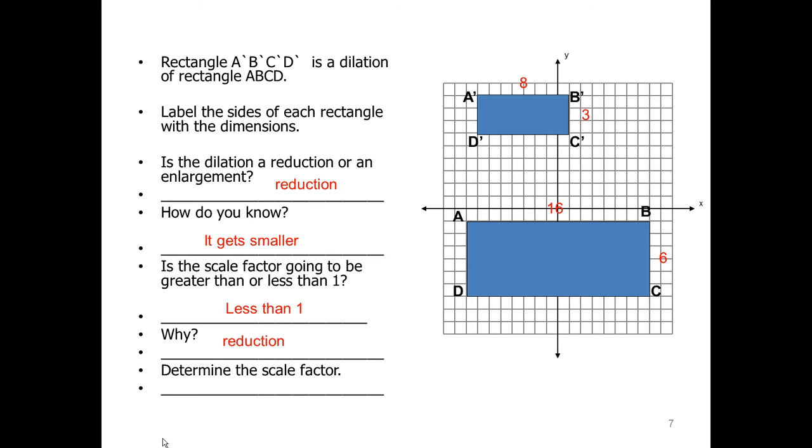And now they want us to determine the scale factor. Well, remember, scale factor is just the new side over the original, and it doesn't matter which side you pick. But if I'm going to pick the side 3, I have to use the corresponding side 6. So just as a reminder about corresponding sides, it's helpful to use some kind of color. If I'm going to use this corresponding side 3, I have to use the same corresponding side in the other figure to get 6.